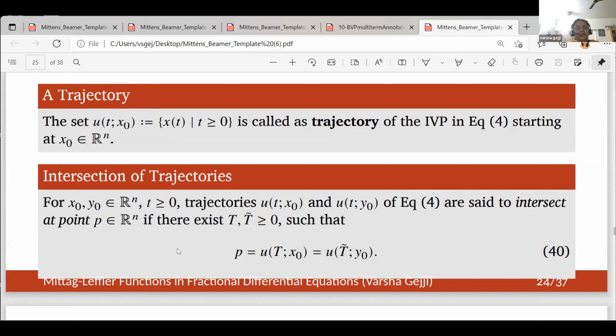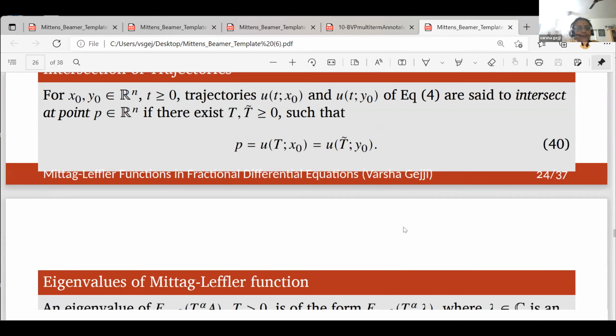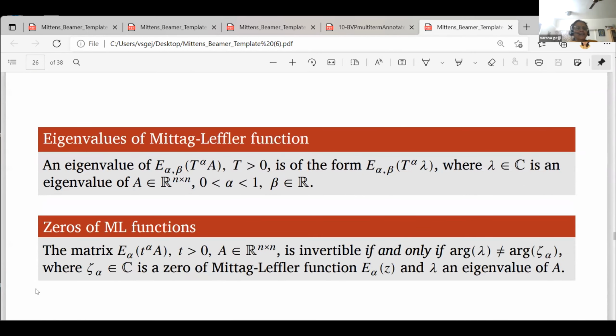Now, intersection of trajectories. Two trajectories U_t(x naught) and U_t(y naught) of equation 7, sorry, not 4, are said to intersect at a point P if there exist t and t tilde such that U_t(x naught) is equal to U_t tilde(y naught). So this is the initial condition x naught, which evolves for t parameter distance, and this initial point is y naught, which evolves for t tilde parameter distance. If they are equal, then we say these two trajectories intersect. Intuitive definition.